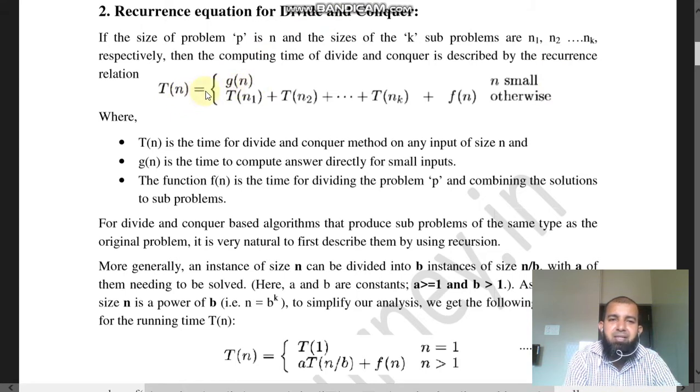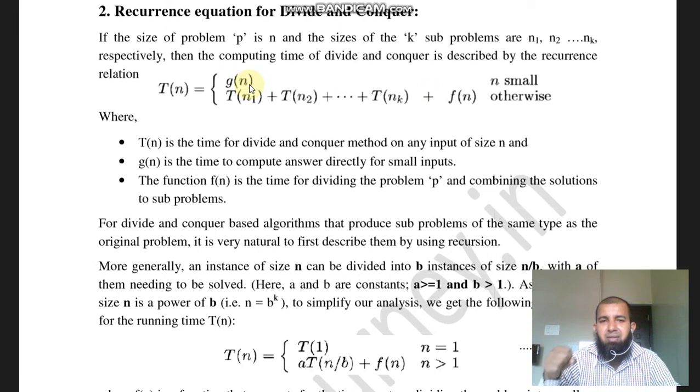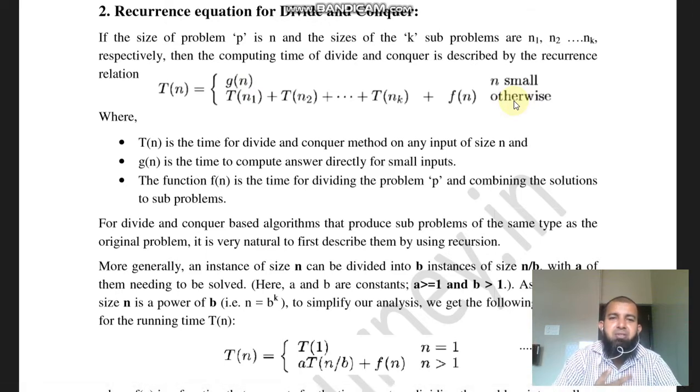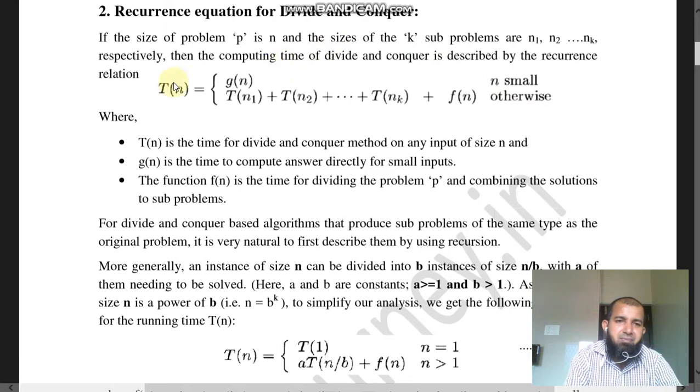T of n equal to g of n if n is small. If the size of the problem is small, then T of n is equal to g of n. So you are directly solving the problem without dividing it, without splitting it. Otherwise, if the problem is big, you have to divide it into subproblems, and the sizes of the subproblems are n1, n2, n3 like this. Then T of n is equal to T of n1 plus T of n2 plus T of nk plus f of n.